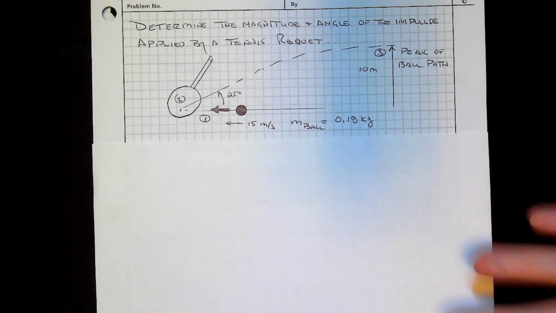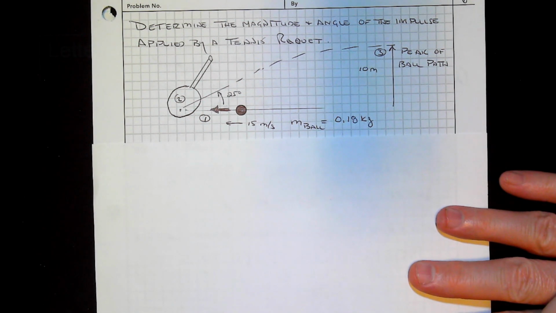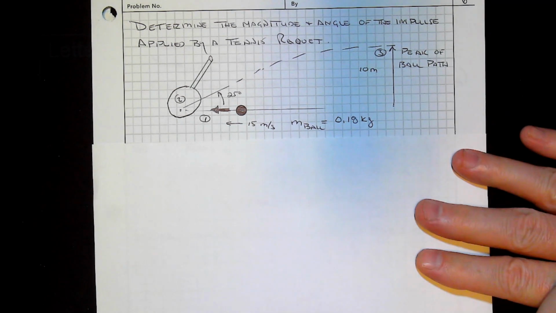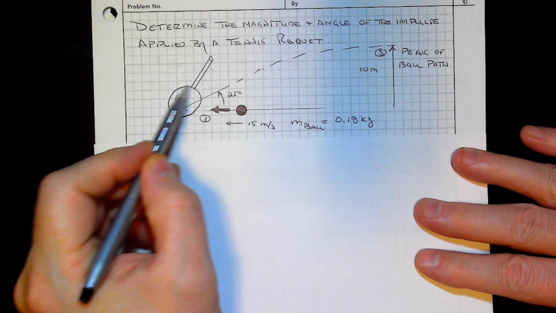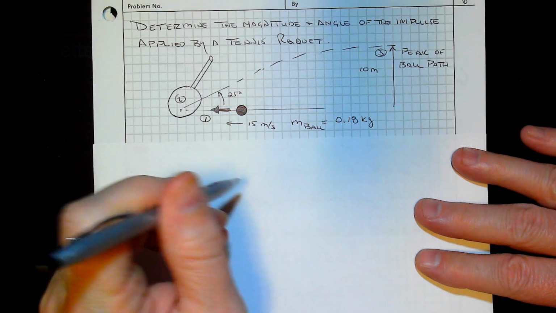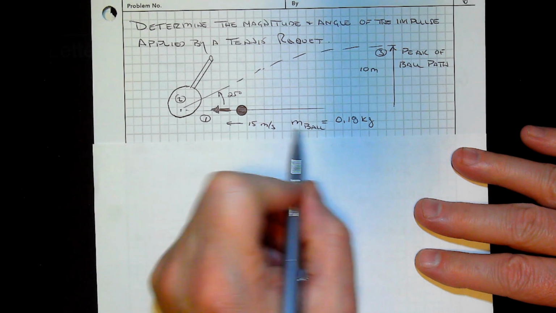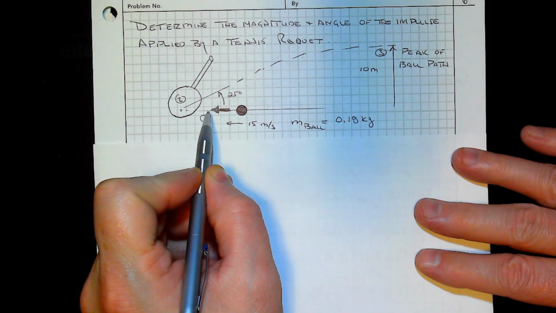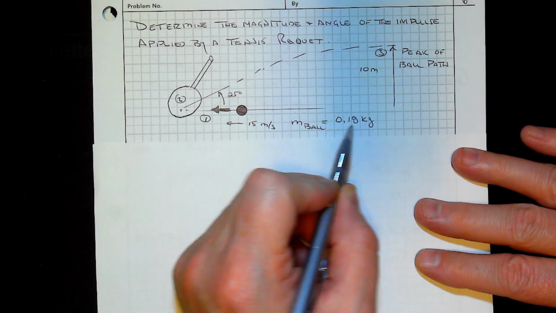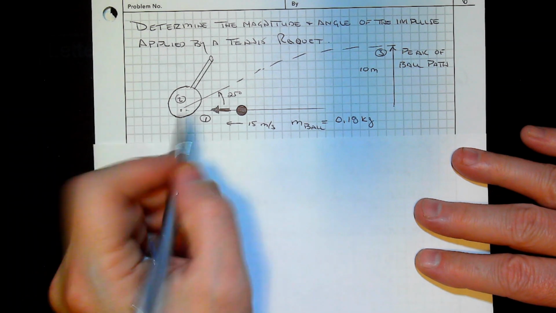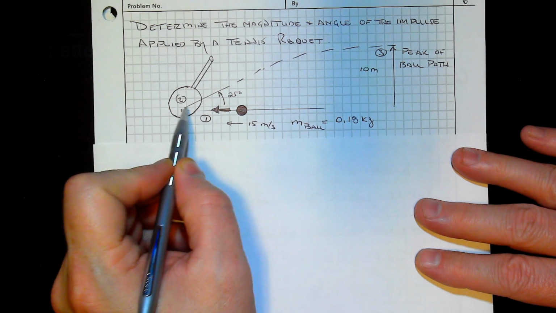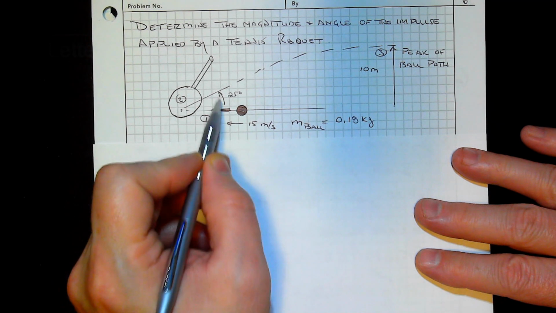So we're going to continue with another momentum problem. This one focuses on impulse. So what I want to do is consider this tennis racket, if you couldn't tell what it was. And we've got a ball coming in horizontally at 15 meters per second. Here's its mass. The tennis racket hits the tennis ball, and it takes off initially at 25 degrees.